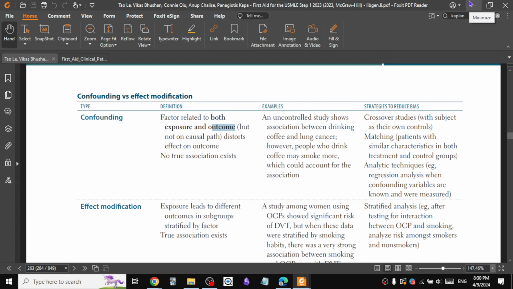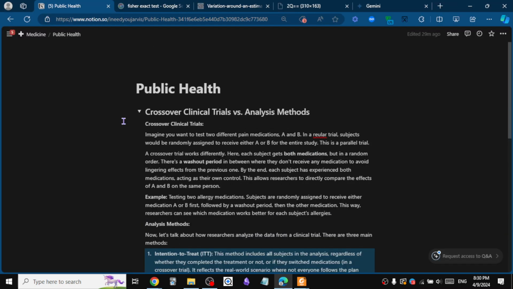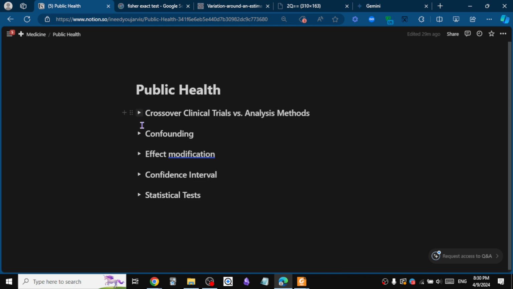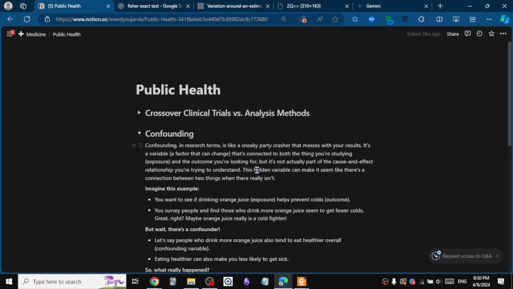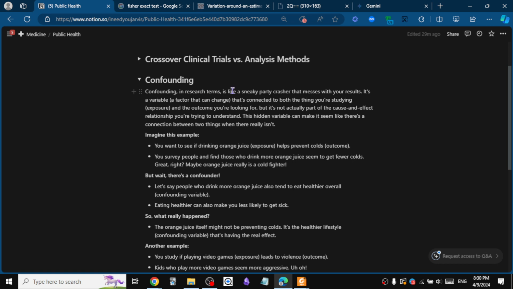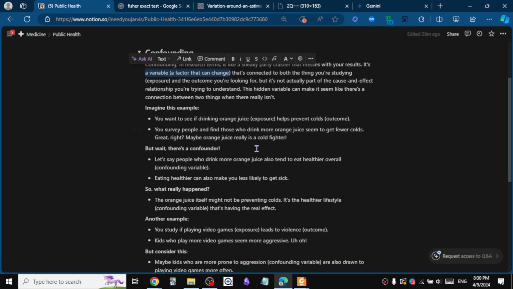And another example of this, let me show you. So you see, confounding is like a sneaky party crasher, and they're changing the variable, a factor that can change the exposure and stuff like that. Okay, you can read this.